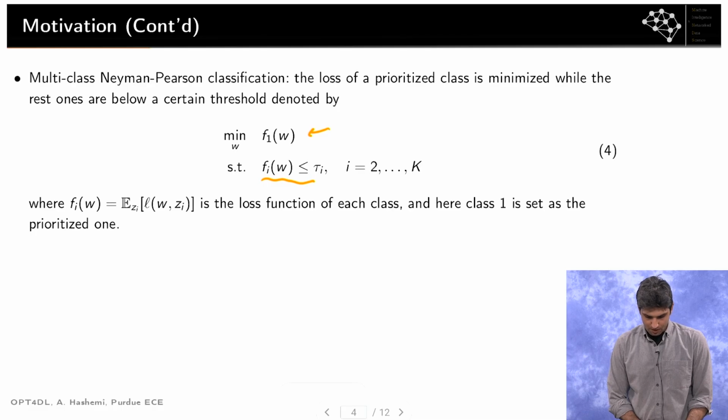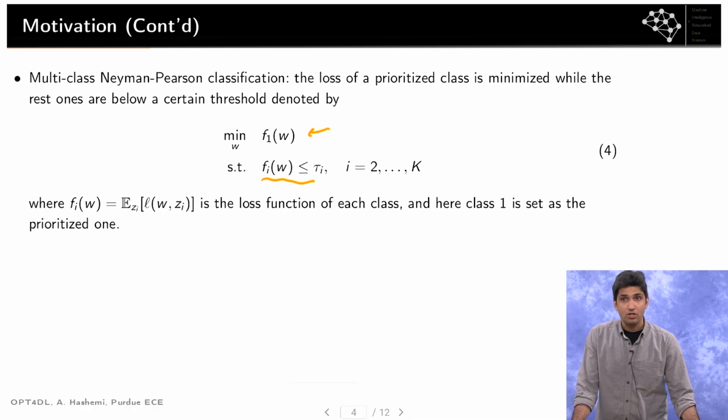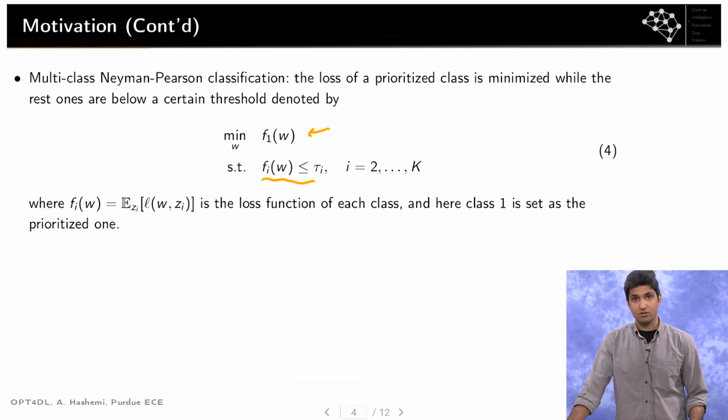Threshold tau i. Again, here Fi is the loss of each class, and here we are prioritizing class 1. Now, each of these Fi's is to be thought of as a stochastic function, meaning that it can be written as some form of an average. F1 is just the average loss over the examples belonging to class 1. F2 basically is an average loss over all images or data points that belong to class 2, etc.